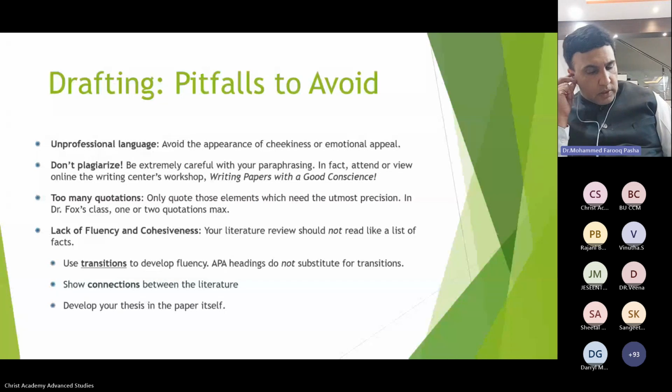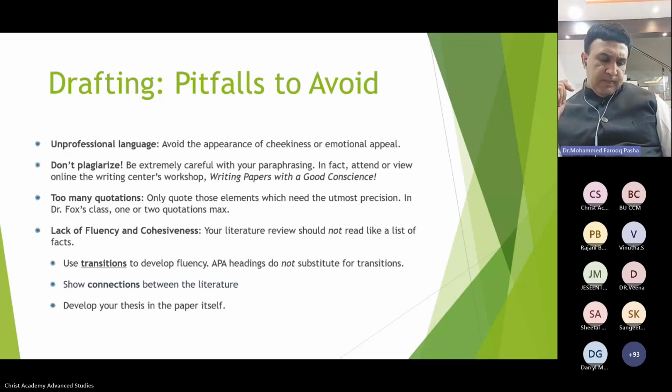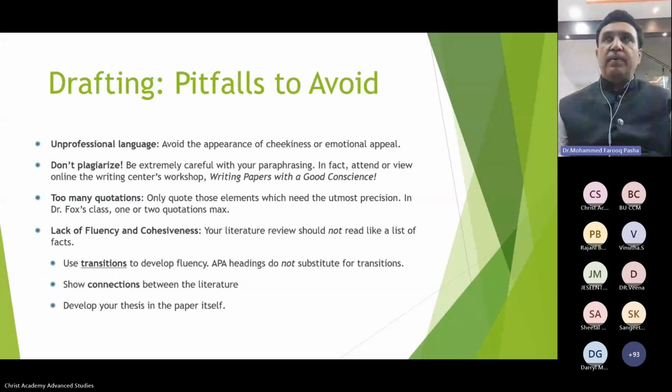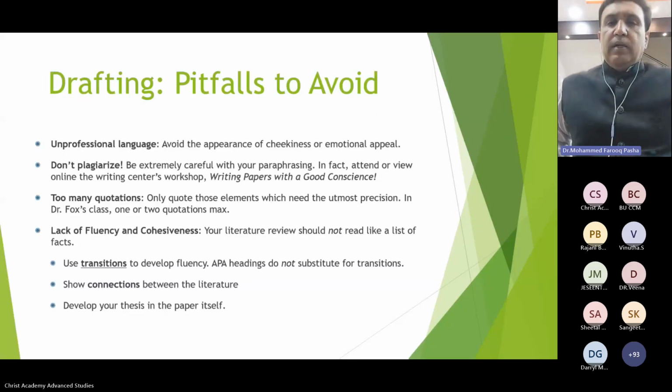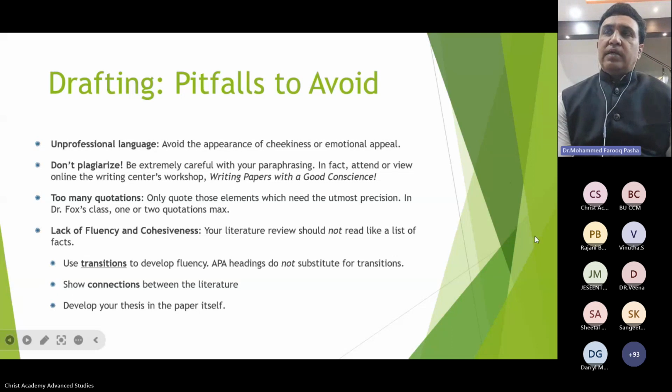Your literature review should not read like a list of facts. See here, the presentation skill: one after the other, and relevance from main topic to subtopic, subtopic to the actual topic. That running of information, the flow of information, is very, very important. Then use transitions to develop fluency, show connections between the literature, and develop your thesis in the paper itself. These are all the things which need extra care, because these are the areas which may dilute or reduce the importance of your entire work.